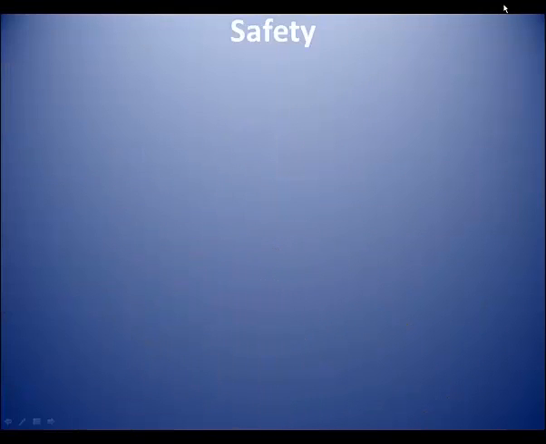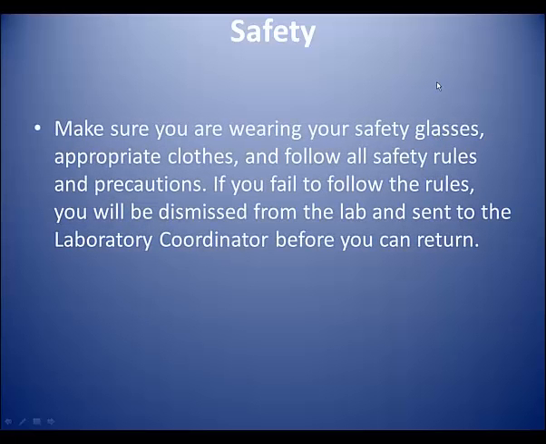Now let's talk about the most important thing that we can think about in the laboratory, and that is safety. First of all, make sure you're wearing your safety glasses, appropriate clothes, and follow all the safety rules and precautions. If you fail to follow the rules, you will be dismissed from the lab and you'll be sent to the laboratory coordinator before you can get back into the lab. Now, the lab can be a dangerous environment, so it's very important to be aware of your surroundings, aware of what other people are doing, and to be careful in how you conduct yourself.